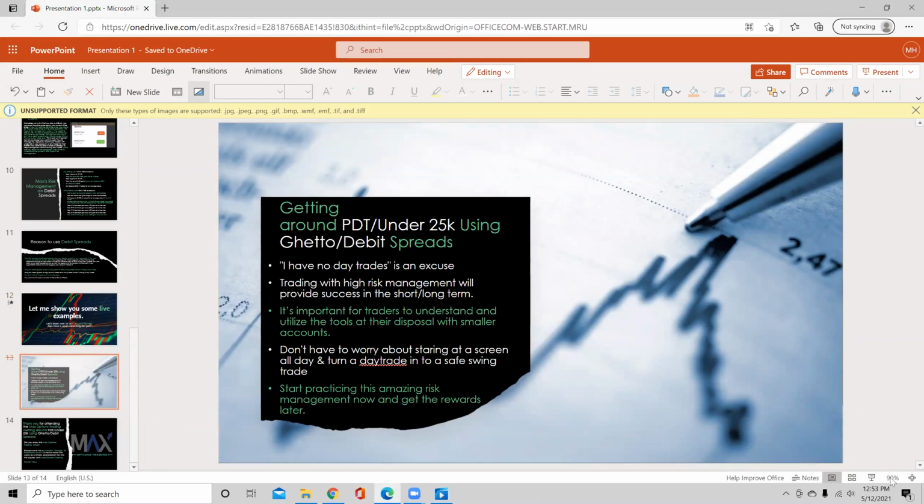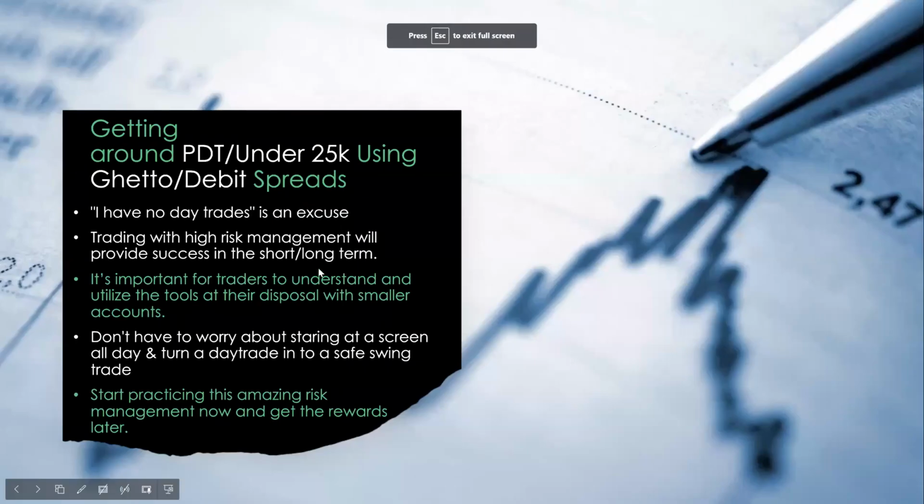Okay. Trading with high risk management will always provide success in the short term and the long term. If you manage your trades and you manage your portfolio with impeccable risk management, you will be a successful trader. I guarantee you that. You don't have to worry about staring at a screen all day if you turn these day trades into safe swing trades. Trust me, if you buy a play and then you sell the calls that are worth more, you just made money, win or lose. You don't have to worry about it anymore.